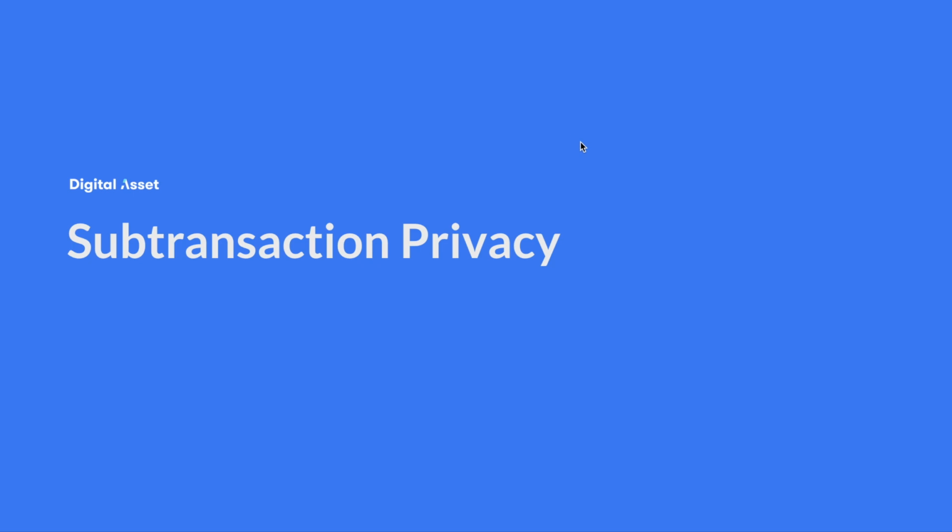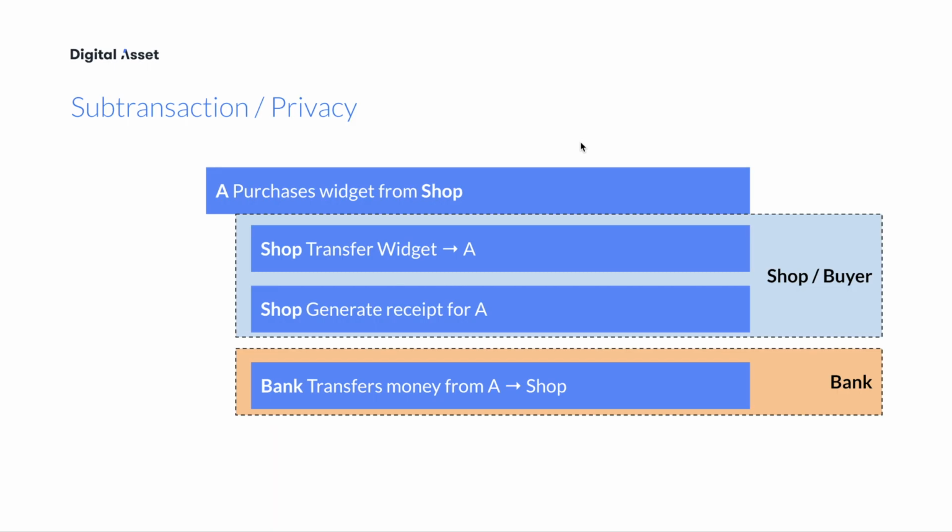We will be going over one of Canton's most important features, Subtransaction Privacy. This is built in natively to the protocol, and no other distributed ledger technology provider can do this at the moment. If you don't know what Canton is yet, I've linked some resources below. So what is Subtransaction Privacy? Let's take a look at this example.